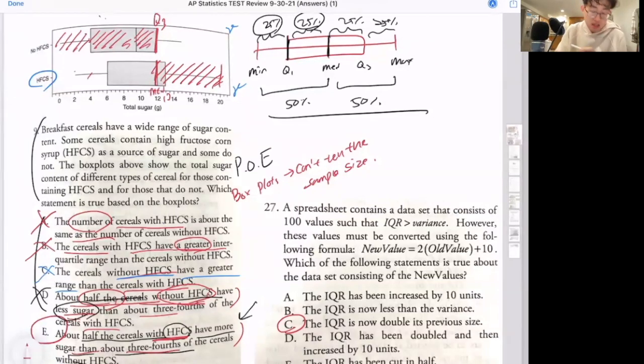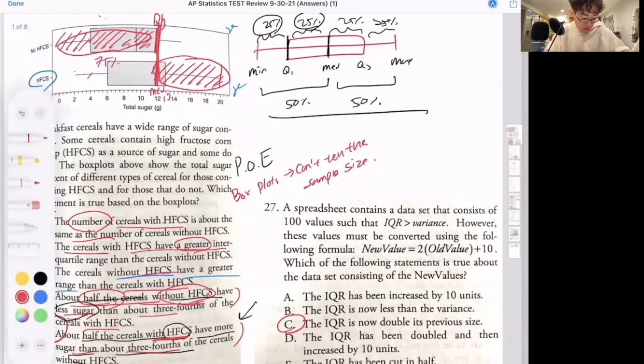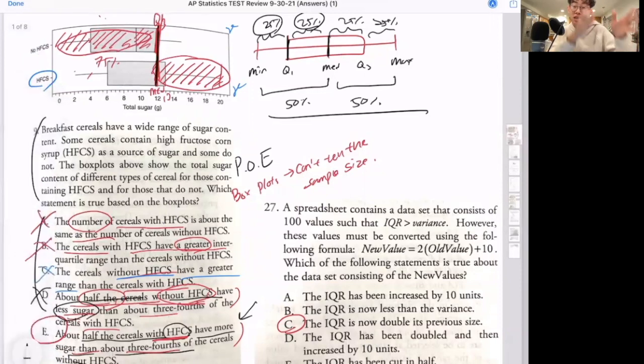So here, what we can tell is that about 75% of all the cereals without HFCS have less sugar, because it's clearly less. There's no overlap, as you can see. They line up exactly where they need to be. These 50% of the cereals with HFCS have more sugar. Therefore, this is definitely going to be true. I want you guys to think of it in that sense, and I'm hoping that this really clarifies question number 9.